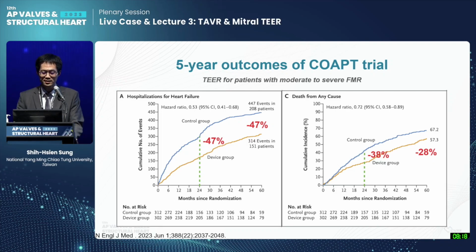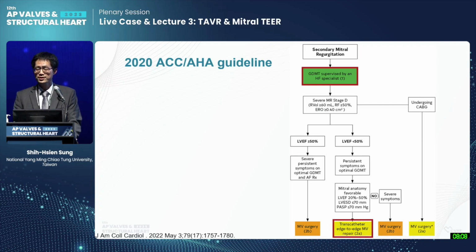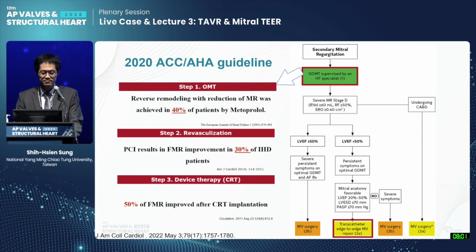reduction in 5-year mortality. So therefore, the guidelines have proposed a new recommendation: for patients with severe functional MR who remain symptomatic after GDMT and with suitable mitral anatomy, TEER is recommended. The GDMT includes medical treatment and revascularization, and also cardiac resynchronization if left bundle branch block is present.